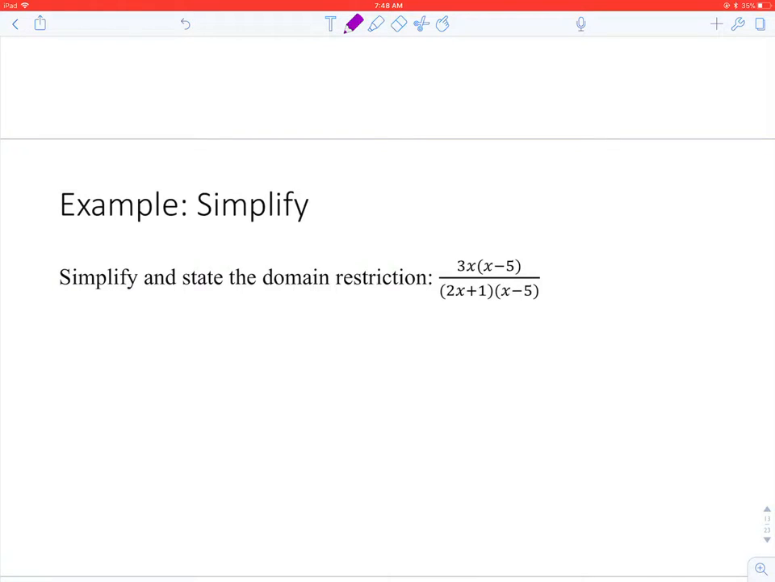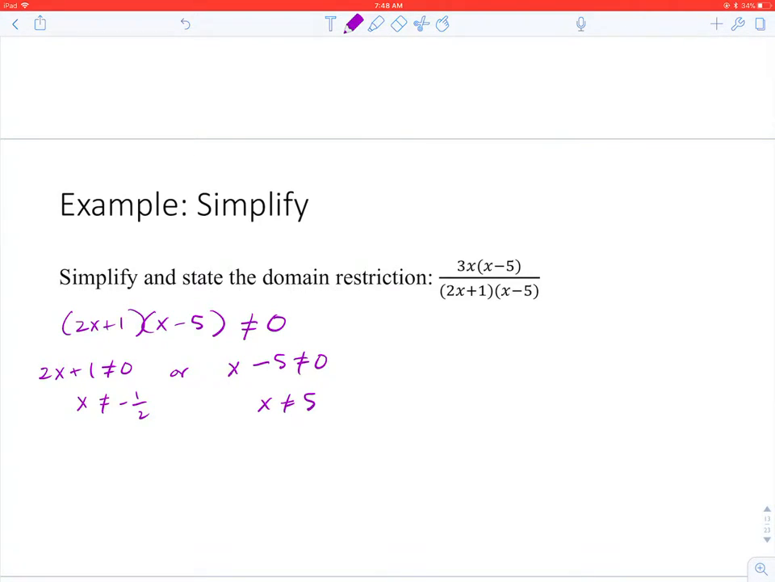Okay, so let's think domain restrictions first. So 2x plus 1 times x minus 5 cannot be equal to 0. So thinking zero product property, this means that 2x plus 1 cannot be equal to 0, or x minus 5 cannot be equal to 0. So x cannot be equal to negative 1/2, and x cannot be equal to 5.